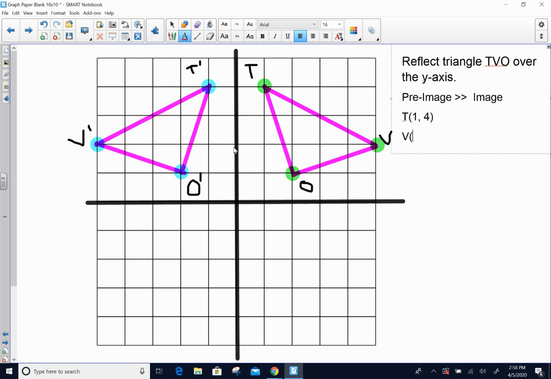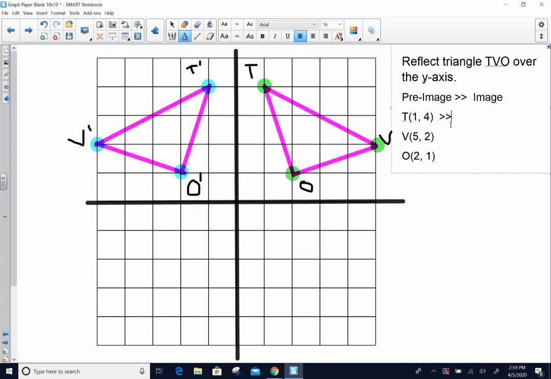V, I'm going to the right. We already did that, 5. 1, 2, 3, 4, 5. And you go up 1, 2. So positive 2. And then O, my pre-image, we did that with positive 2. And I go up 1. So that's my pre-image.